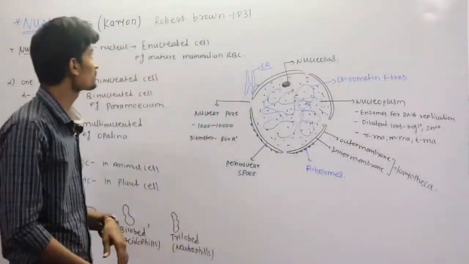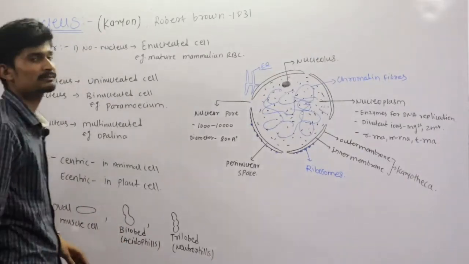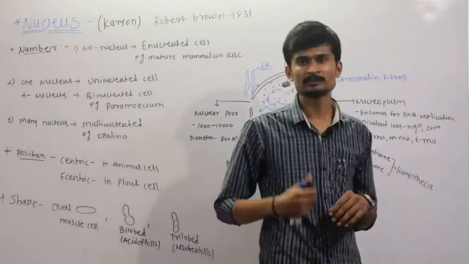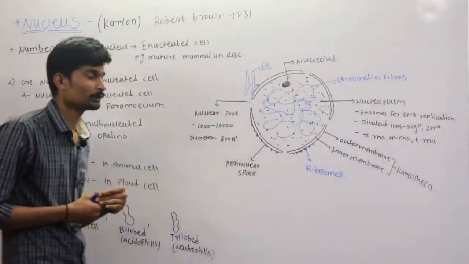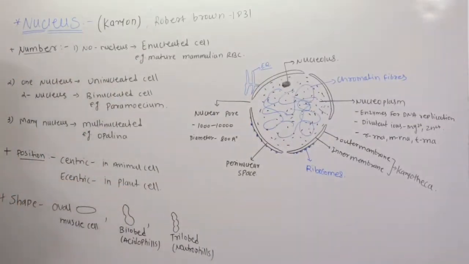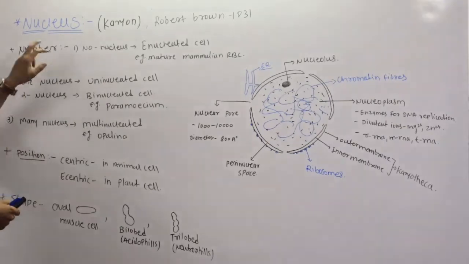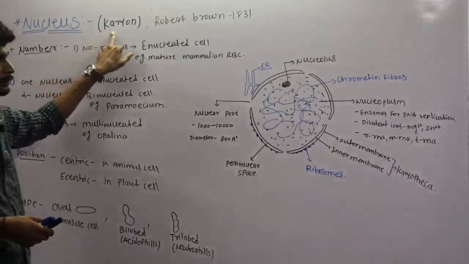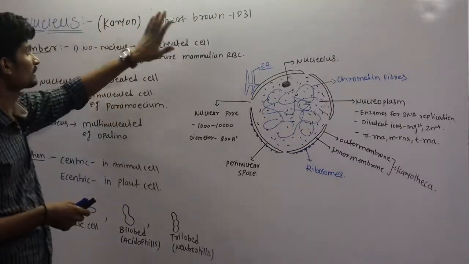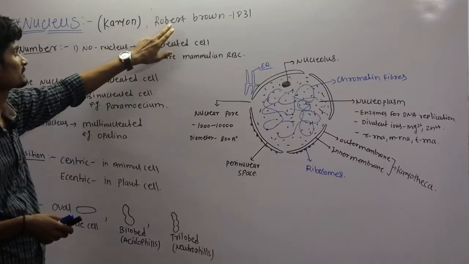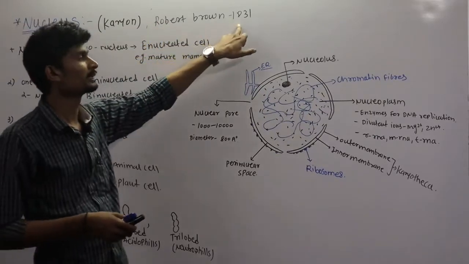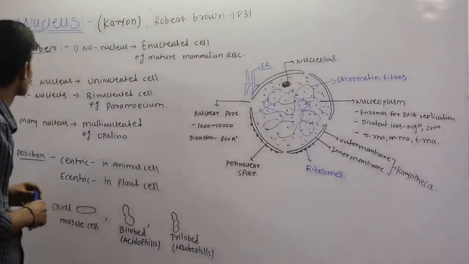Our next topic is the nucleus, and this is the last topic of this chapter. So the nucleus is present in animal cells as well as plant cells. Now this nucleus is also called karyon in Greek. Okay? The discovery of the nucleus was done by Robert Brown in 1831.